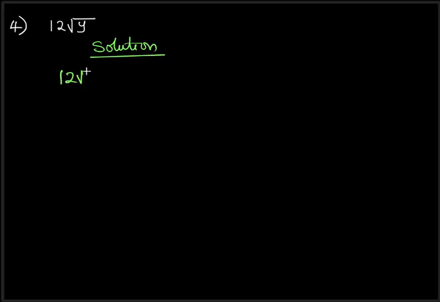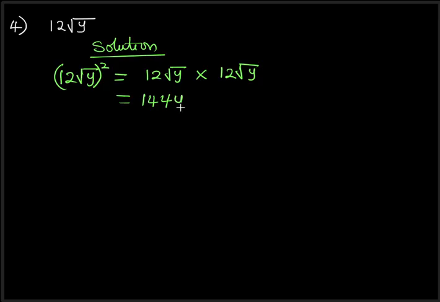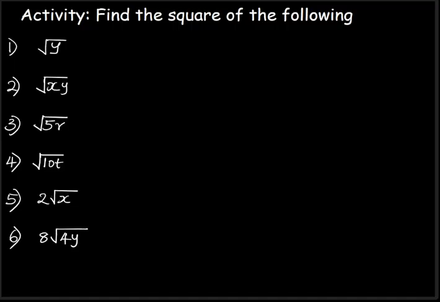Okay, so let's see this. This is 12 root y. So it's not only x we can use, y also. This is equal to 12 square root of y times 12 square root of y. So what would that give us? 12 times 12 gives us 144, and square root of y times square root of y gives us y. And that becomes our answer. 144y is our answer.